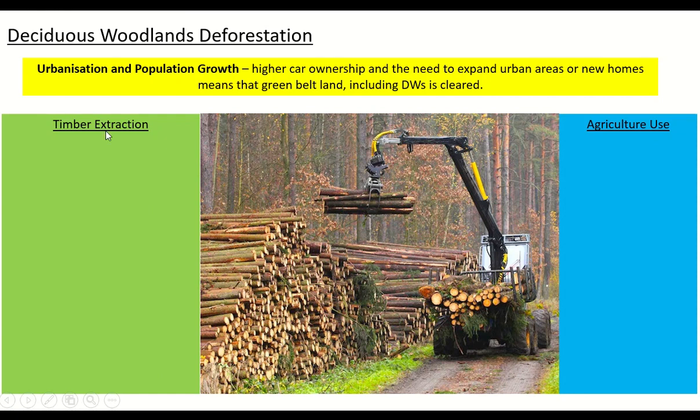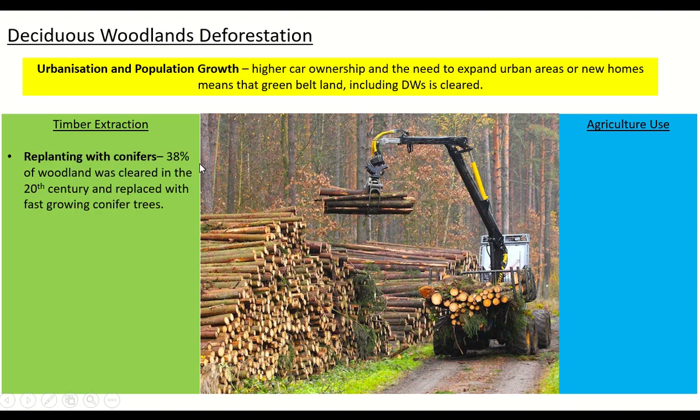So rather than resource extraction in this country, we don't really go underneath our woodlands for things like gold and diamonds and minerals, and we tend to just prefer timber. So we replant with conifer trees. Now that's not a good thing. 38% of woodland was cleared in the 20th century, and rather than replace the oak and the ash and the elm and the beech trees, the native species, we just planted very fast growing conifer trees.